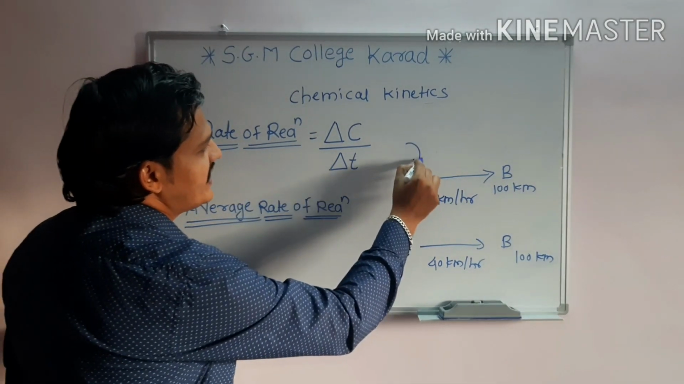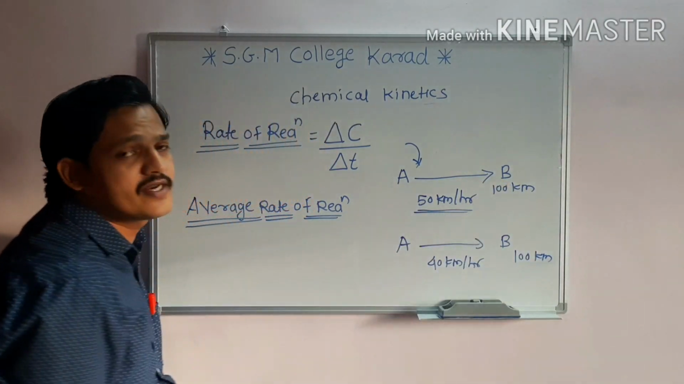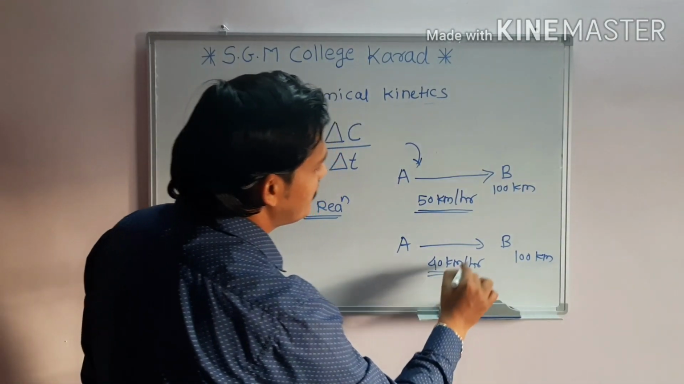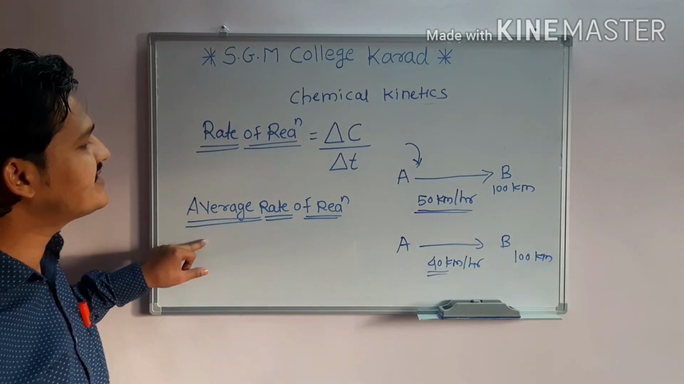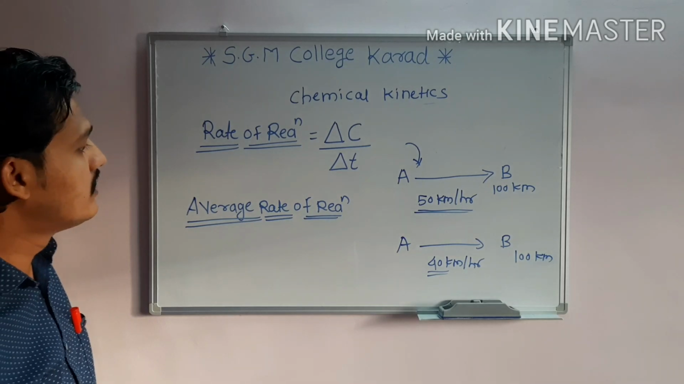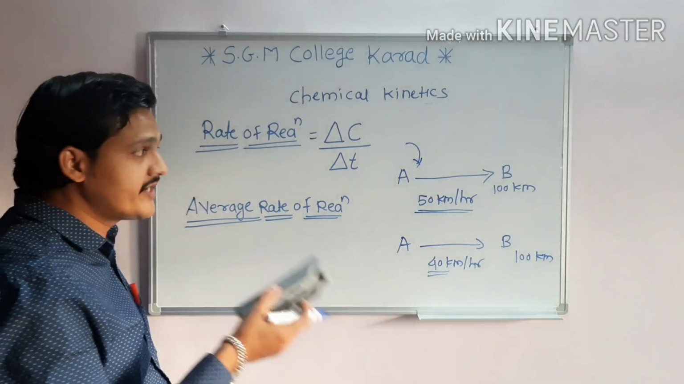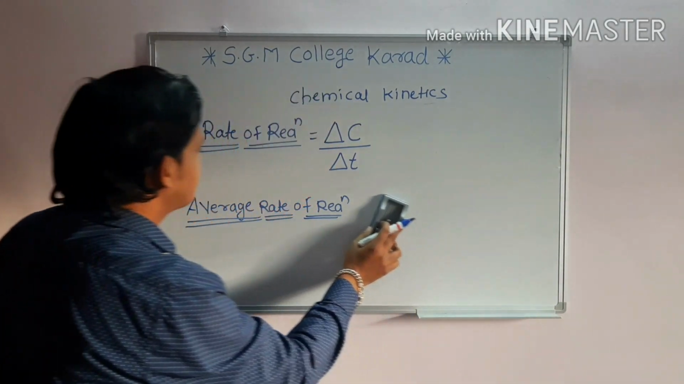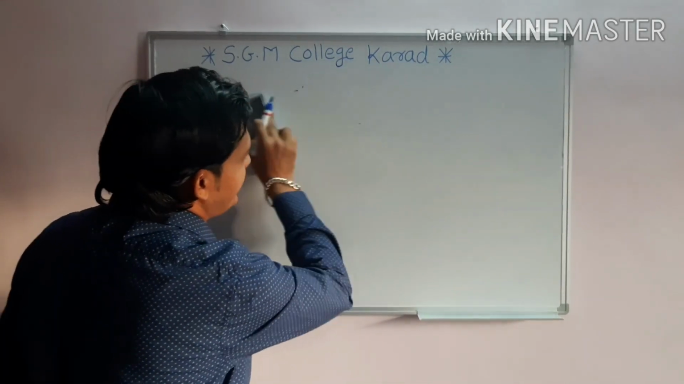It is called as rate of reaction. Rate means speed. Speed of my reaction is 50 kilometer per hour. Now my average rate of reaction, my average speed, is 40 kilometer per hour. This is the basic difference between rate of reaction and average rate of chemical reaction. Okay, now we have to explain in more detail by giving some examples. So let us move to example number one: how to write rate of reaction and average rate of reaction.